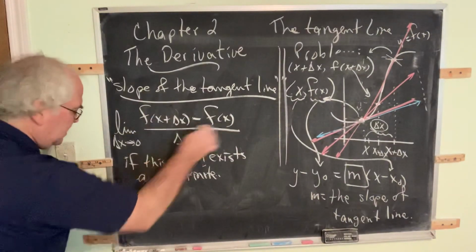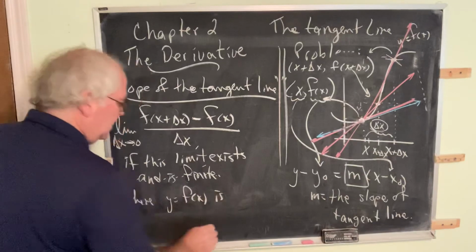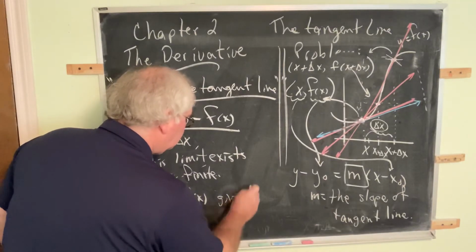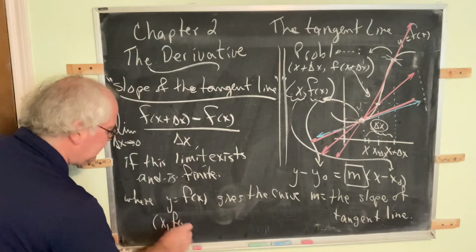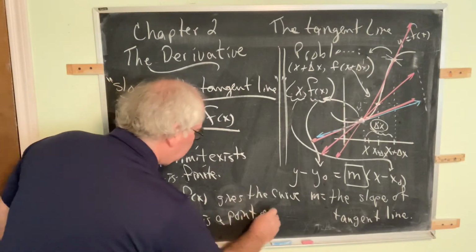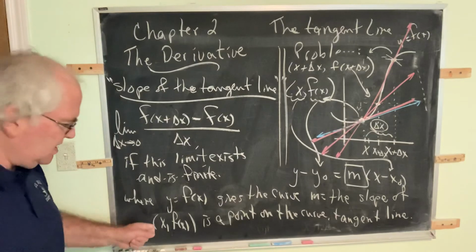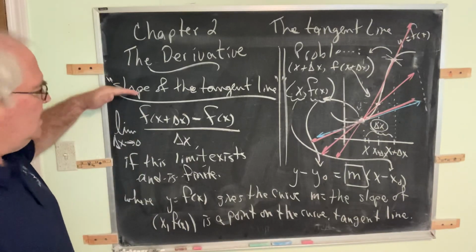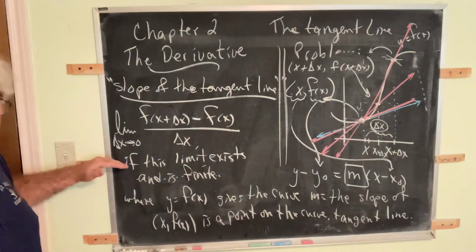And when I make this statement, this is where y equals f of x gives the curve. And x comma f of x is a point on the curve. In fact, it is the point of tangency. So the slope of the line tangent to this curve at this point x comma f of x is given by this limit, if that limit exists.